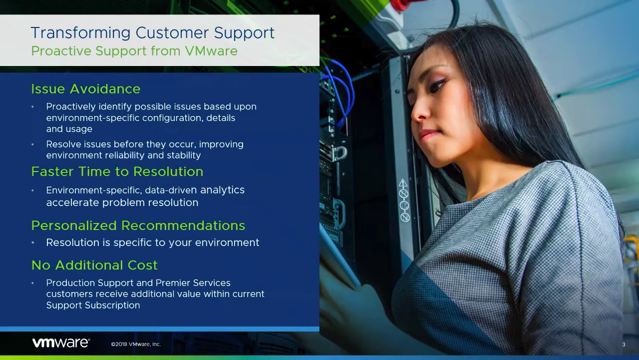So what does Skyline do? It helps you avoid issues in your environment. It can proactively identify potential issues based on your environment, and can help you resolve issues actually before they occur. So that improves your environment reliability and stability.